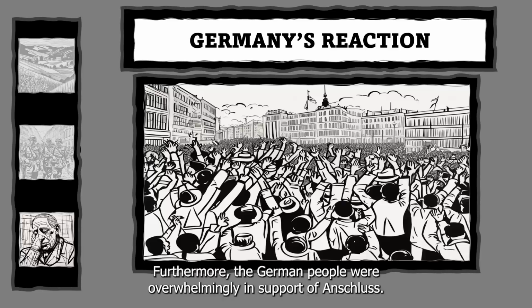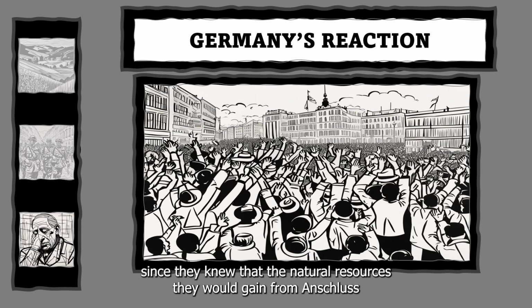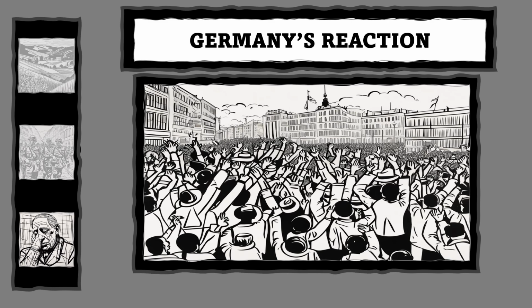Furthermore, the German people were overwhelmingly in support of Anschluss. They had been fed propaganda that showed Hitler as a great hero saving a nation in distress. Furthermore, many believed in Hitler's expansionist goals, since they knew that the natural resources they would gain from Anschluss would boost the German economy.